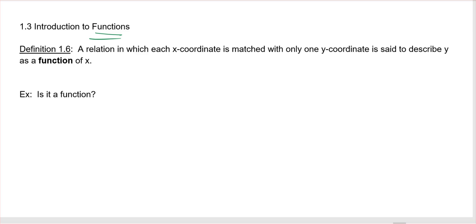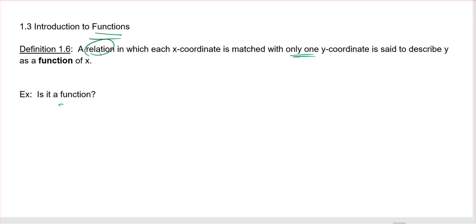A function is a relation in which each x-coordinate is matched with only one y-coordinate. That's the important part. Each x-coordinate is matched with only one y-coordinate. So it's a relation, right? It's a set of ordered pairs so that every x-coordinate is paired with exactly one y-coordinate. So let's look at some examples.